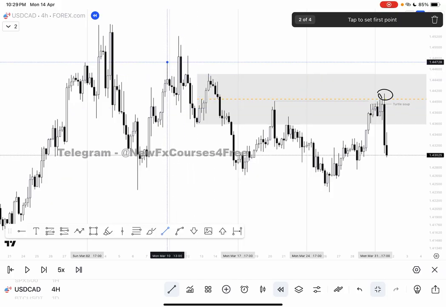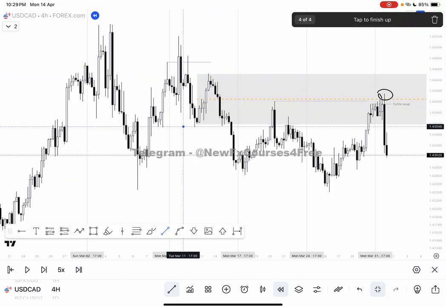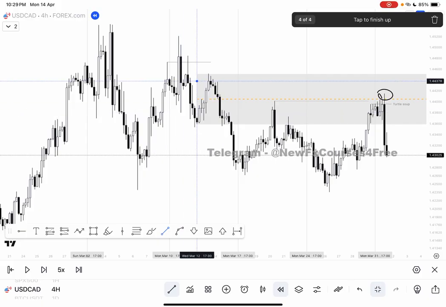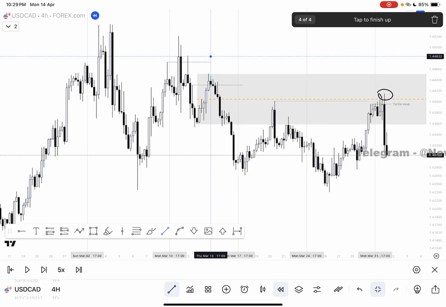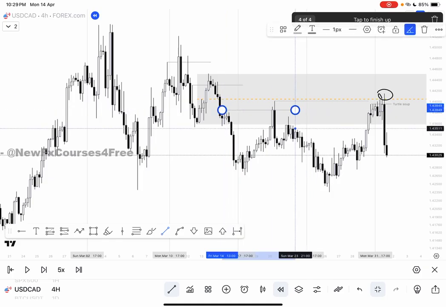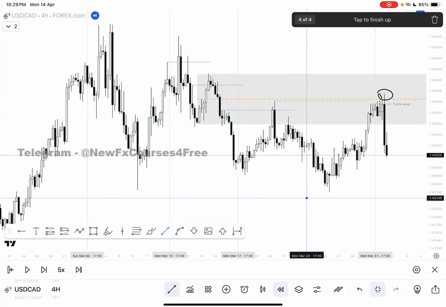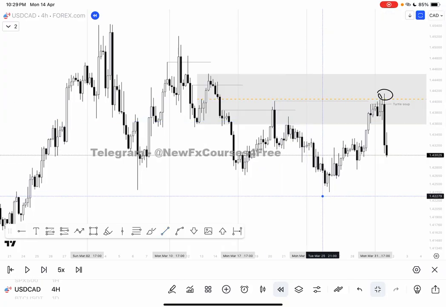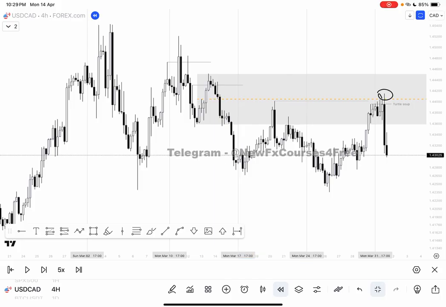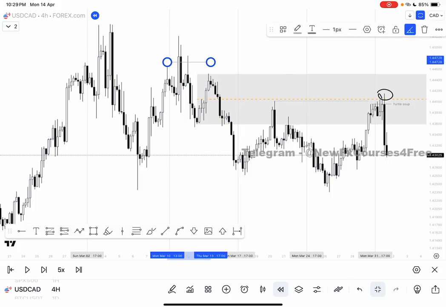popping above highs and breaking below lows. Same thing here, popping above highs, breaking below lows. Same goes here, popping above highs, breaking below lows. So on the higher time frame, the order flow was bearish.